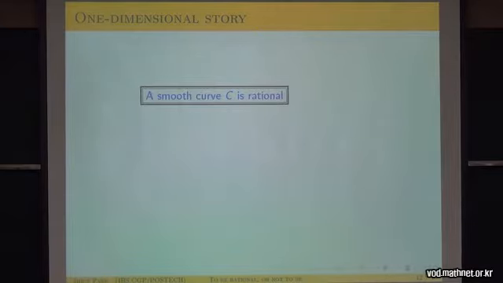In the one-dimensional world, you have a numerical criterion which tells us whether it's rational or not. That is the genus, actually. If genus is 0, then it's rational. If not, then it's not rational. It's almost true, but there's one condition here.